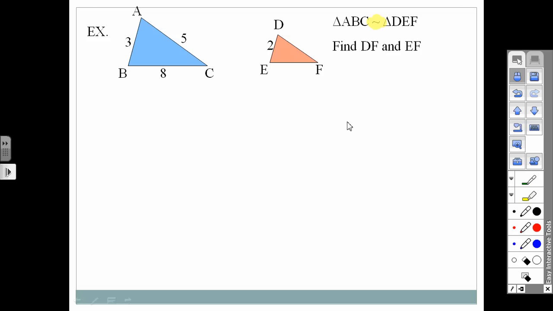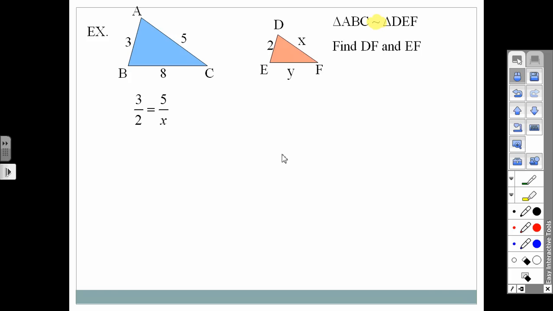Okay, so what are we going to do in order to solve this problem? We need to figure out what DF and EF are. So I'm just going to label those with variables, x and y, to make it easier for us. And then I'm going to come up with a proportion. So let's do the first proportion in order to solve for x. Well, I know x matches up with 5, and then I know that 2 matches up with 3. So I can come up with a proportion: 3 is to 2 as 5 is to x.